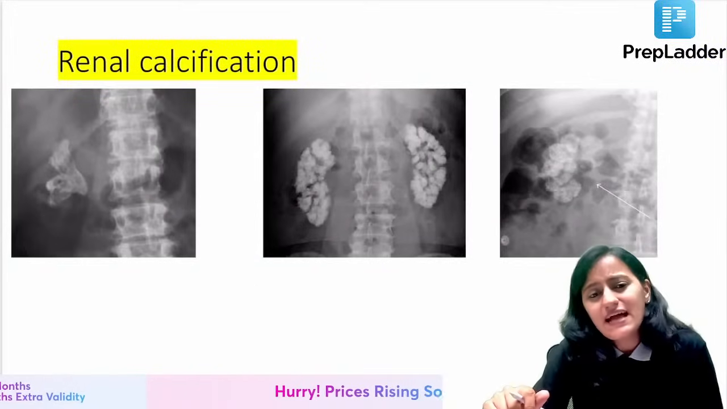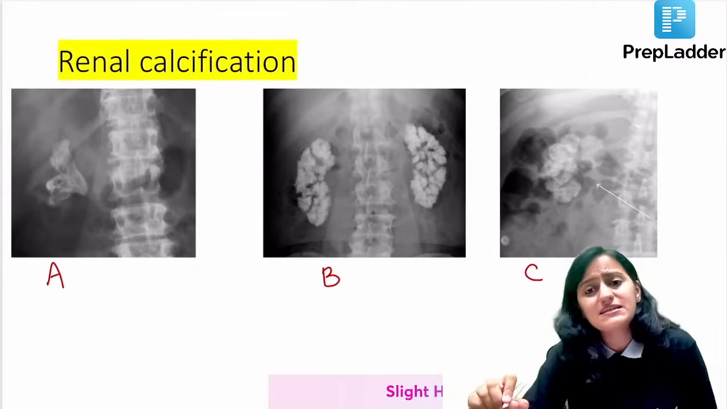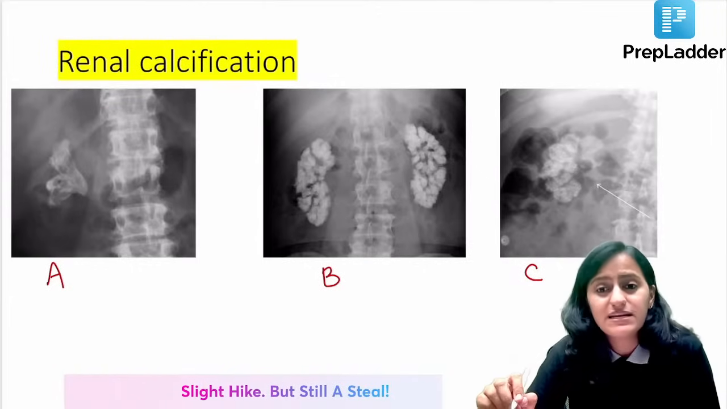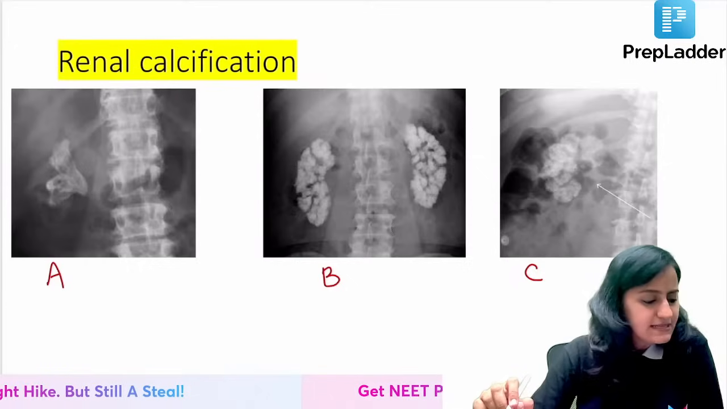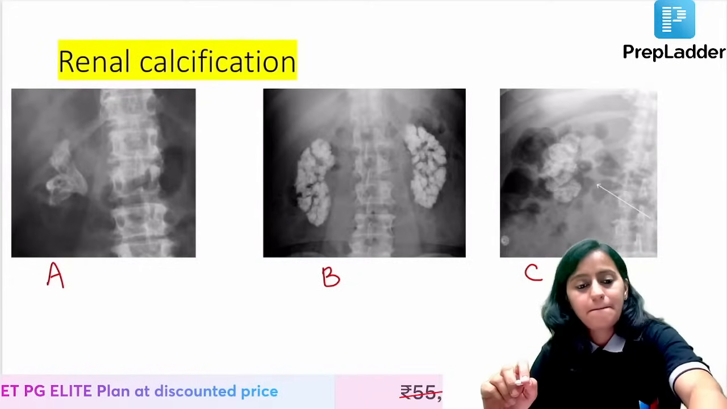Going to renal calcification, very, very important. Image A, image B, and image C. Again, this is something which is a favorite for the exam. What is ABC here?